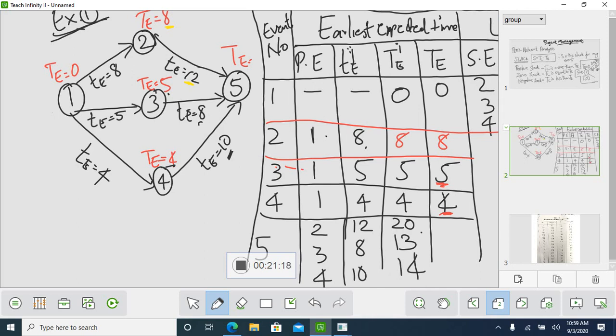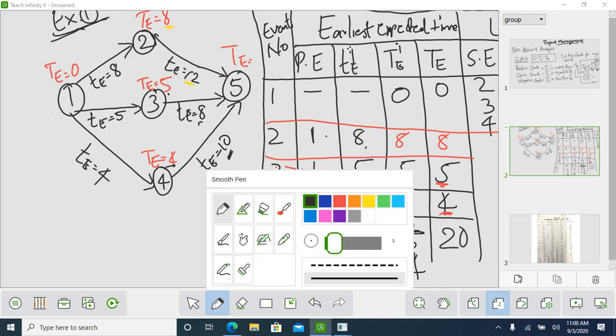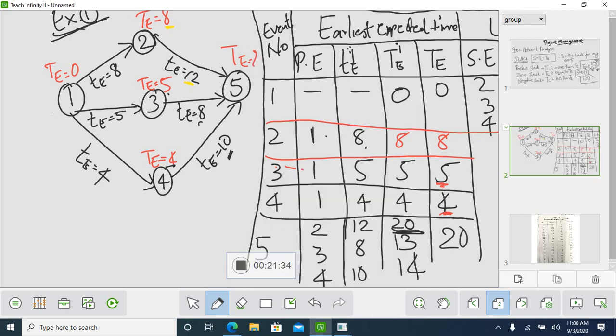So which value will be taking? So I have told you already which value will be taking. Will be taking maximum value. So maximum value here is 20. So you will be taking 20. So here you will be writing TE equal to 20. So this is how you have to find TE.